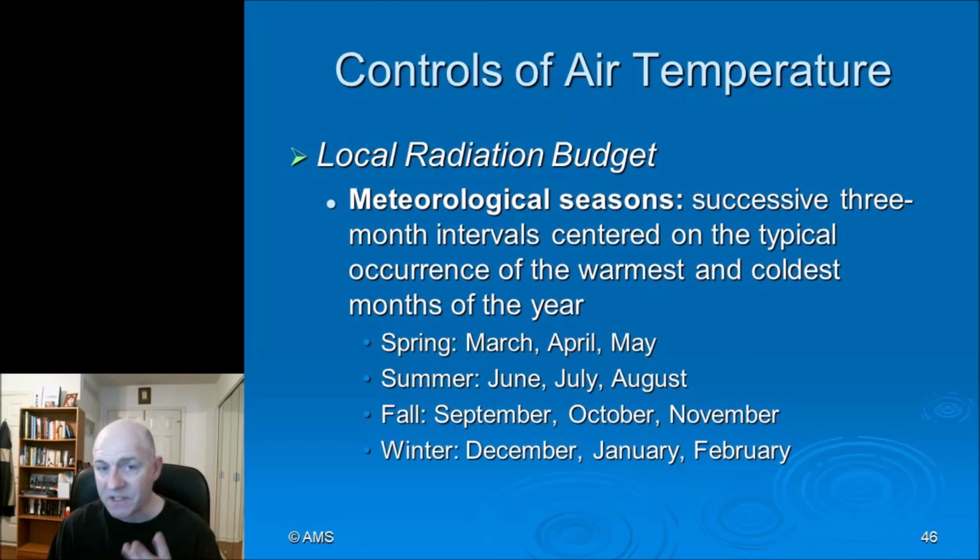So the three hottest months of the year, at least in the northern hemisphere, are June, July, and August. The three coldest months of the year, again in the northern hemisphere, are December, January, and February. Remember that December, January, and February are summer in Australia, right? So you take those months in between and you get spring and fall.